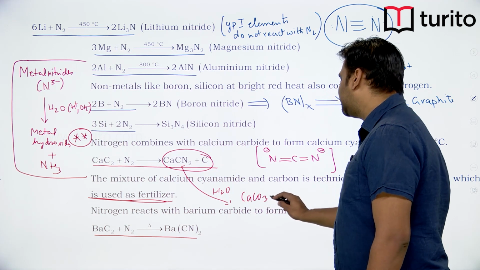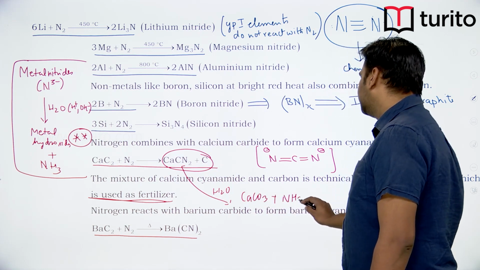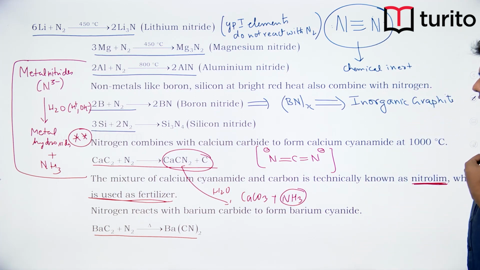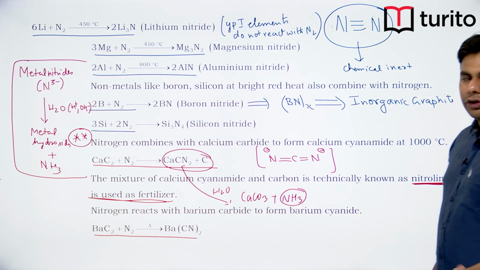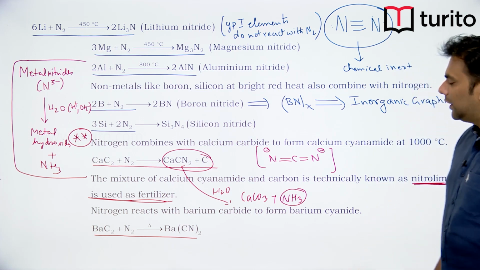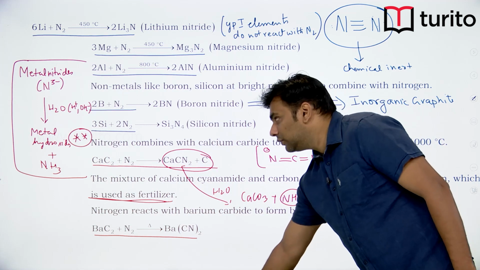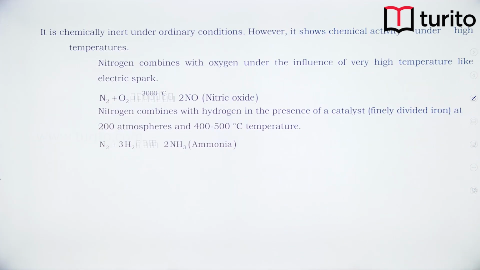calcium carbonate plus ammonia. Because ammonia is liberated, we know that ammonia has a fertilizer property. Ammonium phosphate and ammonium nitrate have fertilizing property, so it is basically used as a fertilizer. Hope this is clear to everyone.